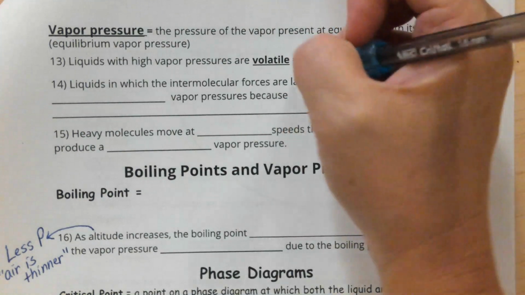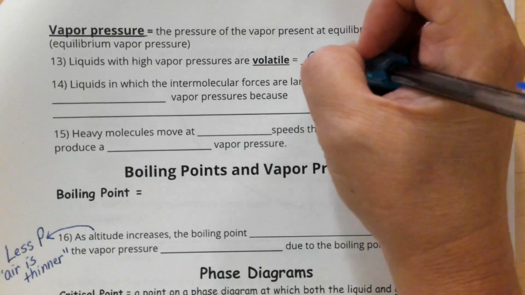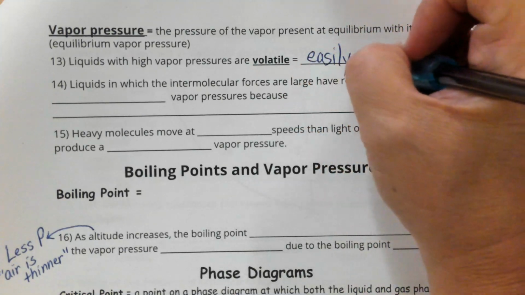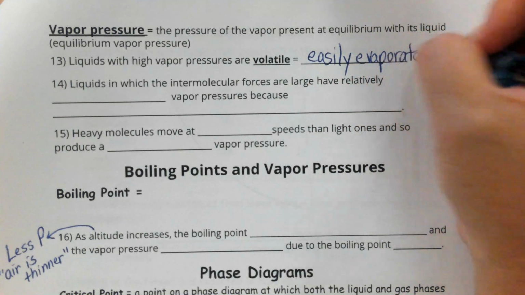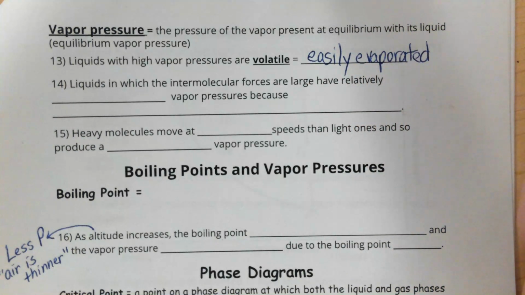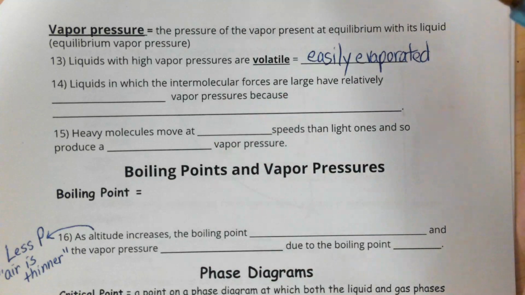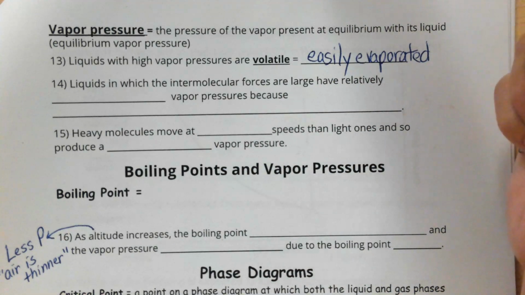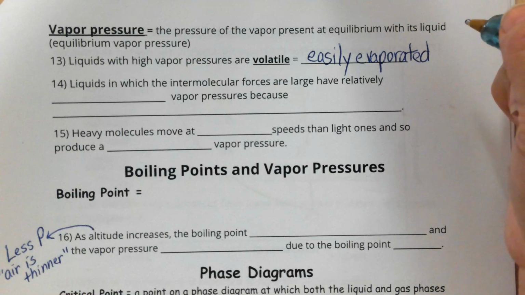Liquids with high vapor pressures are what we call volatile. Volatile is when they easily evaporate. So they just fall apart really easily, okay? They usually are going to have, of course, weak intermolecular forces. So a lot of London dispersion substances will just right away fall apart really easily because they're not strongly held together. So volatile is easily evaporated.